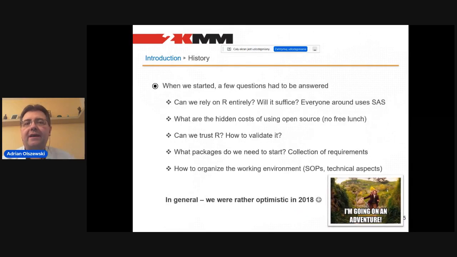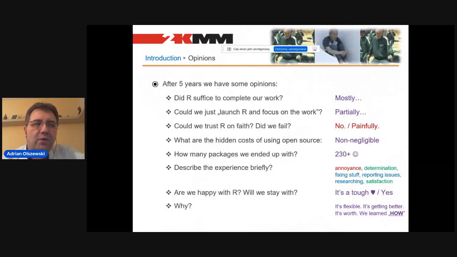When we started, we had to answer a few questions. Can we rely on R entirely? Will it suffice since everyone around uses SAS? Are there any hidden costs? Can we trust R? And what packages do we need to start? How to organize everything? When we started in 2018, we were very optimistic. After 5 years, we have some conclusions or opinions.